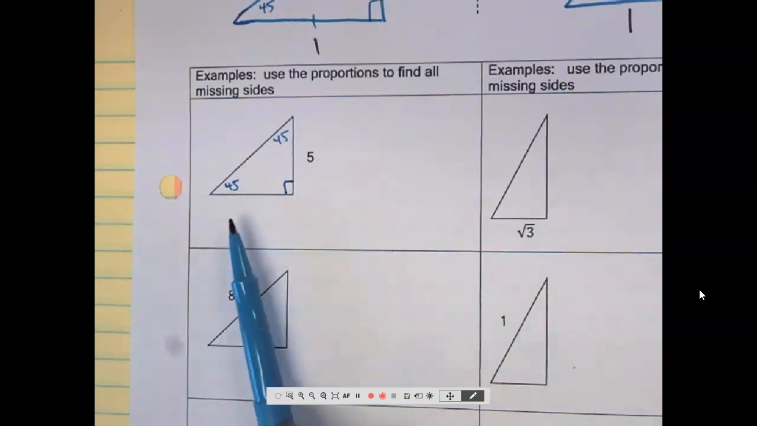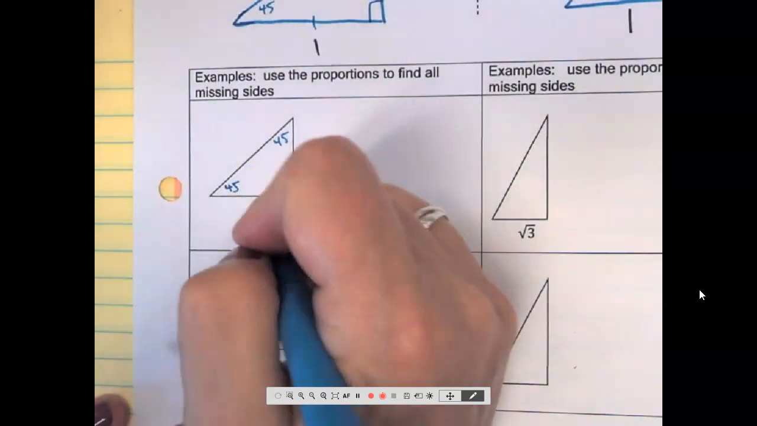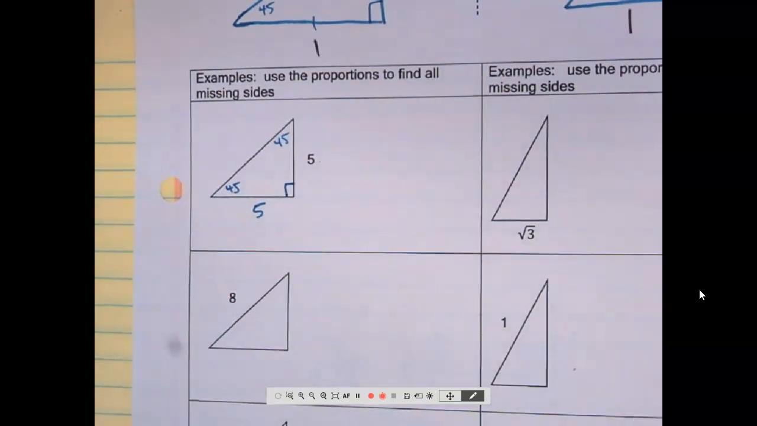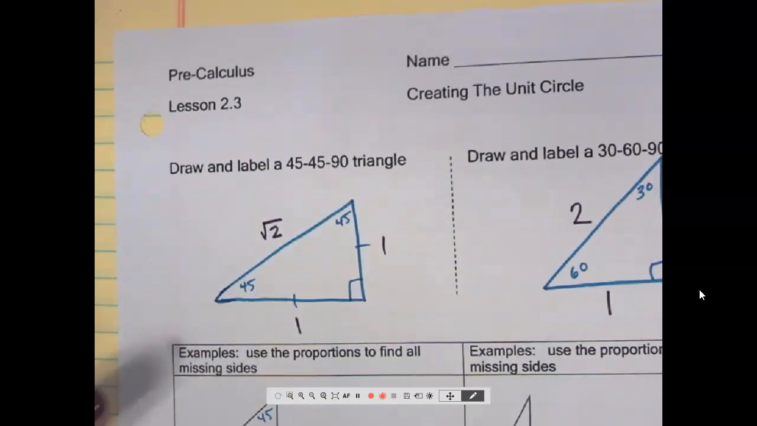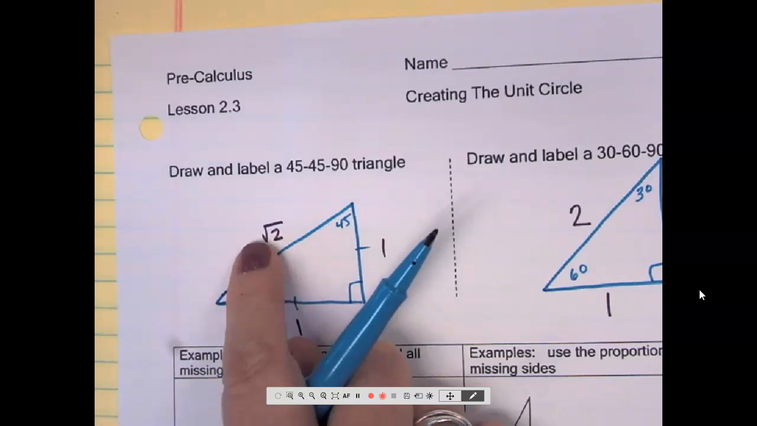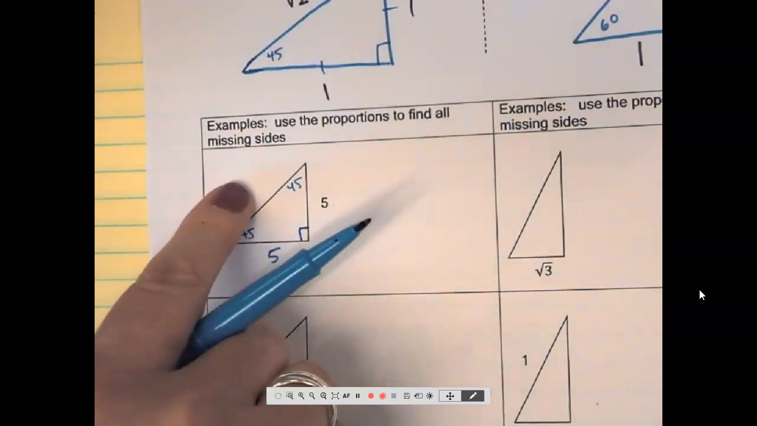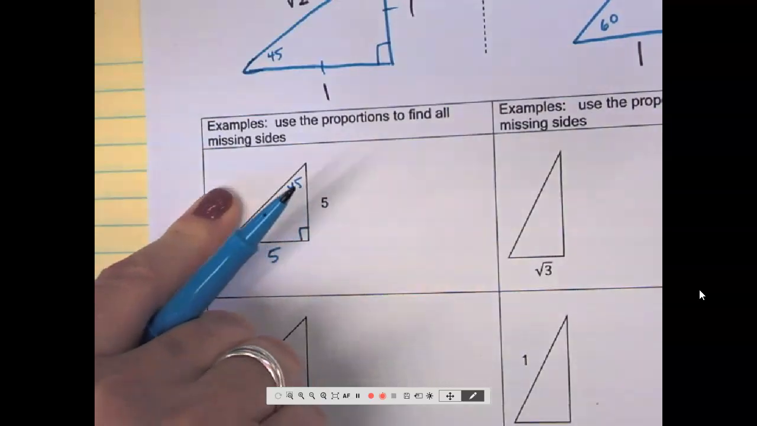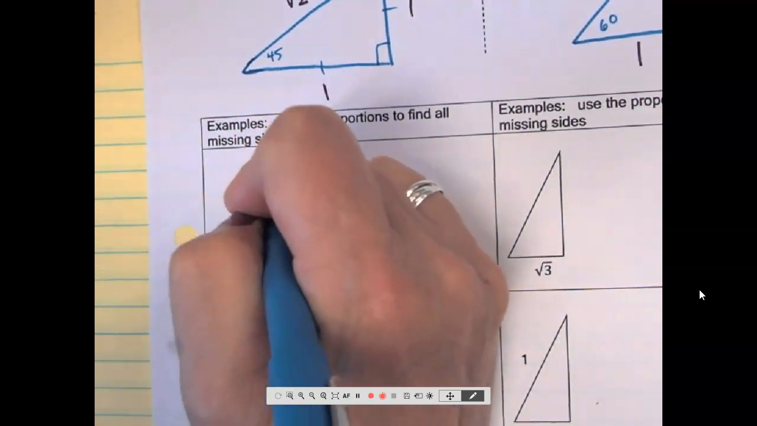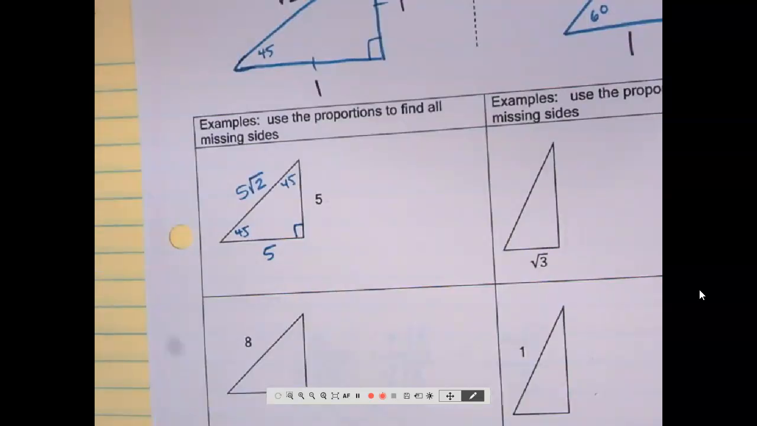So what would the other leg have to be? 5. What would the hypotenuse have to be? Remember, this is 1, 1, 1 square root of 2. So if this is 5, 5, 5 square roots of 2. Just like that. Okay, so knowing those ratios, I can slap those values down, be confident, and then that's it. Don't have to do Pythagorean theorem or anything.